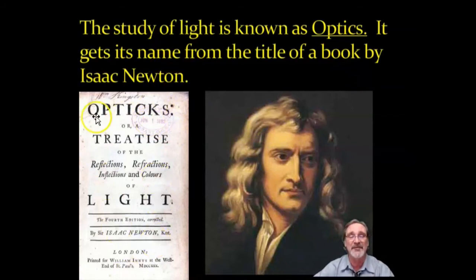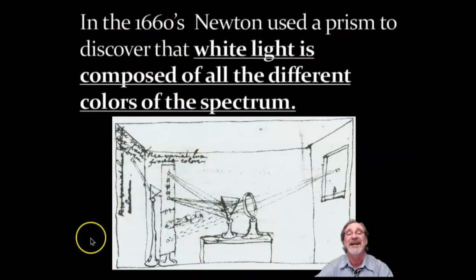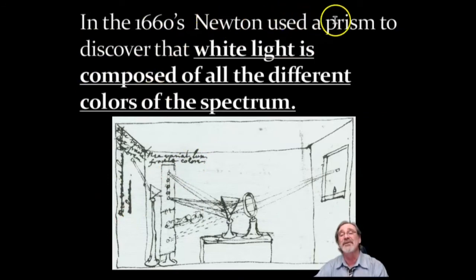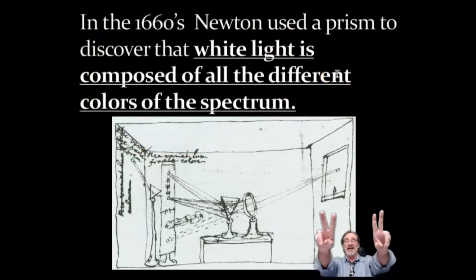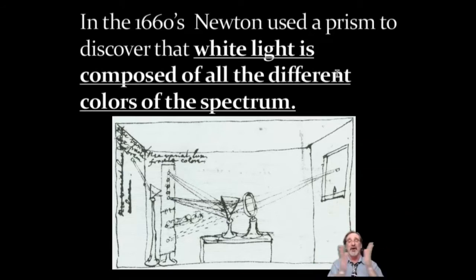This is the actual photograph of the cover of the book that he did. Now, he was an Englishman, right? Optics, or a Treatise of the Reflections, Refractions, Inflections, and Colors of Light. Okay, so this is Isaac Newton. We're back in the 1600s here when he discovered, let's just write this down: in the 1660s, Newton used a prism to discover that white light is composed of all the different colors of the spectrum. Write that down. Isaac Newton discovered that all the different colors in the spectrum are in the white light.